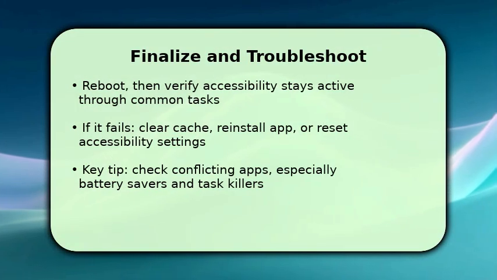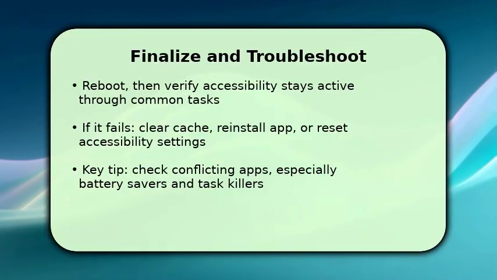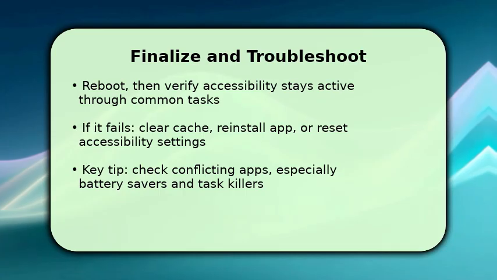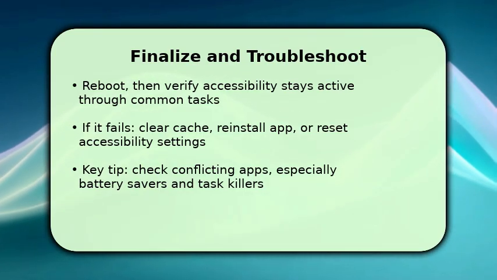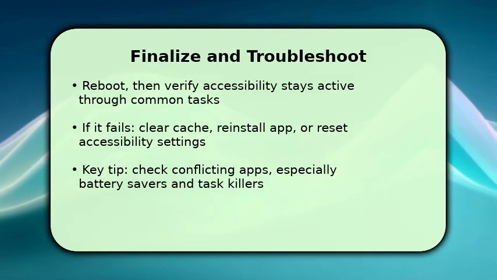Finish by rebooting the device and verifying accessibility remains enabled while you perform normal tasks like calls or media playback. If it still turns off, clear the app cache, reinstall or update the accessibility app, and reset system accessibility preferences to defaults before reconfiguring.